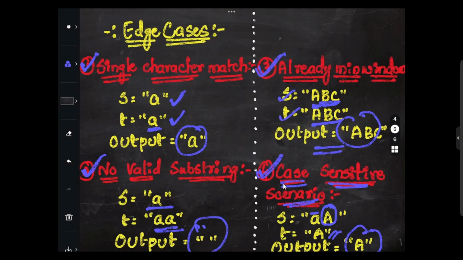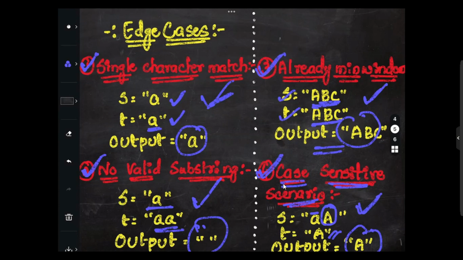So I hope these four edge cases are completely clear. These are the four edge cases that we need to keep in mind. First is single character match. Second is no valid substring. Third is already minimum window. Fourth is case sensitive scenario.